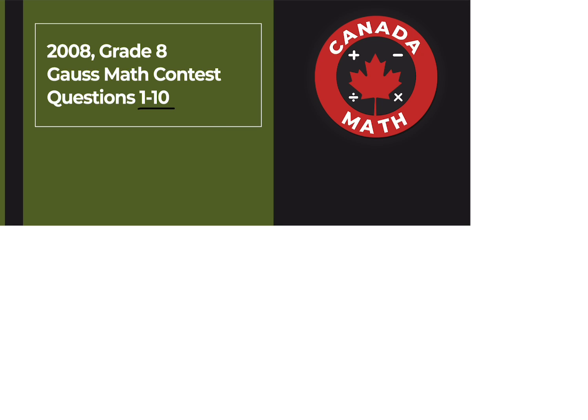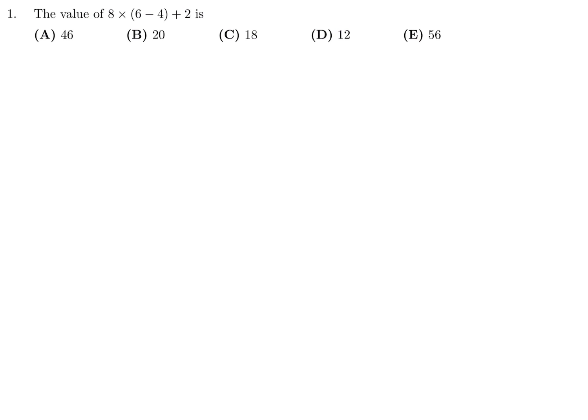Questions 1 through 10 on the 2008 Grade 8 Gauss Math Contest. The value of 8 times (6 minus 4) plus 2. Order of operations is what you have to take into consideration in these kinds of questions. Brackets, exponents, division, multiplication, addition, subtraction.